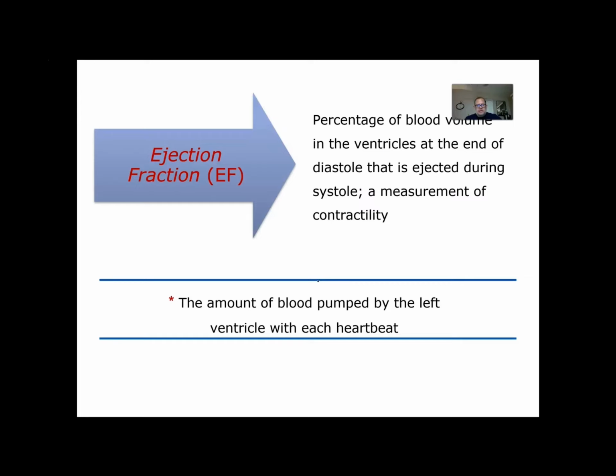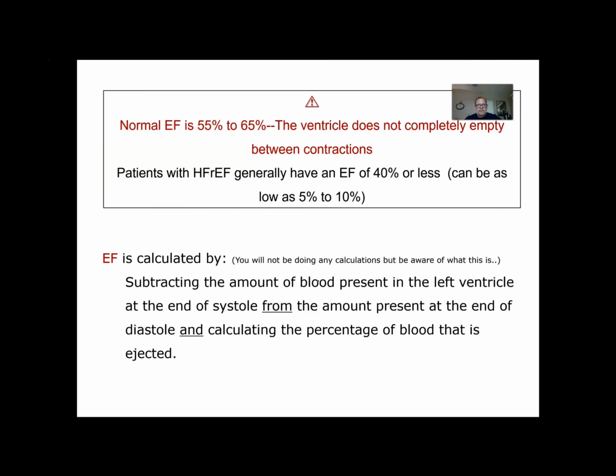So you think about it, it's the amount of blood that's pumped out of the left ventricle with each heartbeat. Rough numbers, for example: if there are 100 mL in the ventricle before it contracts, and 40 mL still remain afterward, that means 60% was pumped out. So you've got an ejection fraction of 60%. Normal ejection fraction is roughly 55 to 65%. The ventricle, like I said, doesn't completely empty between contractions.